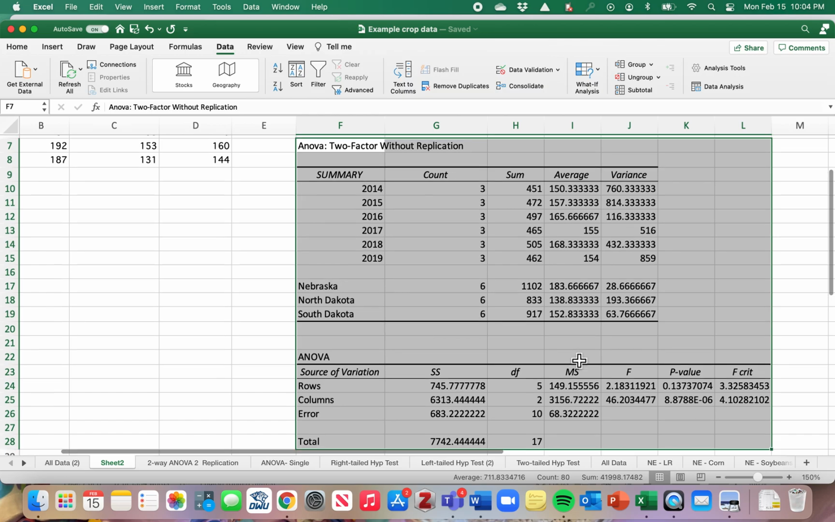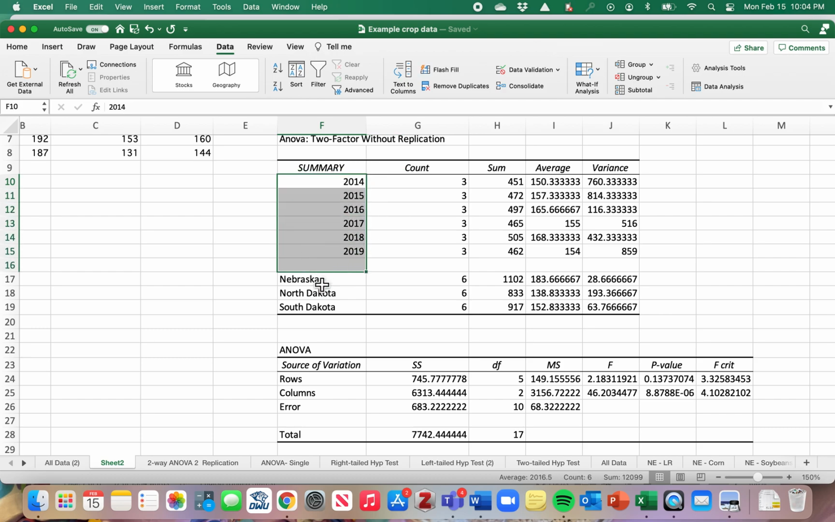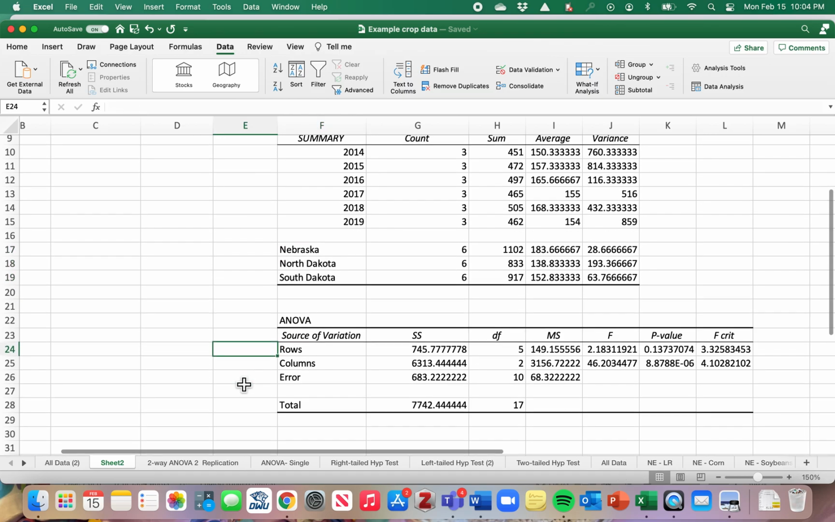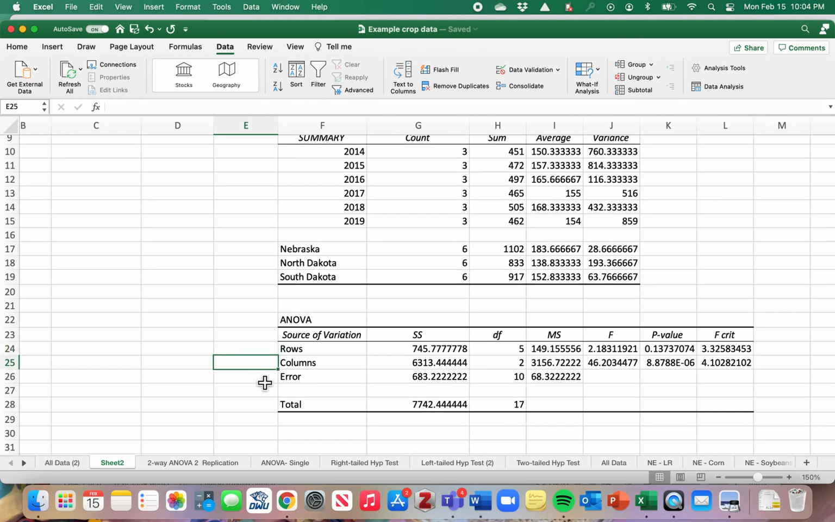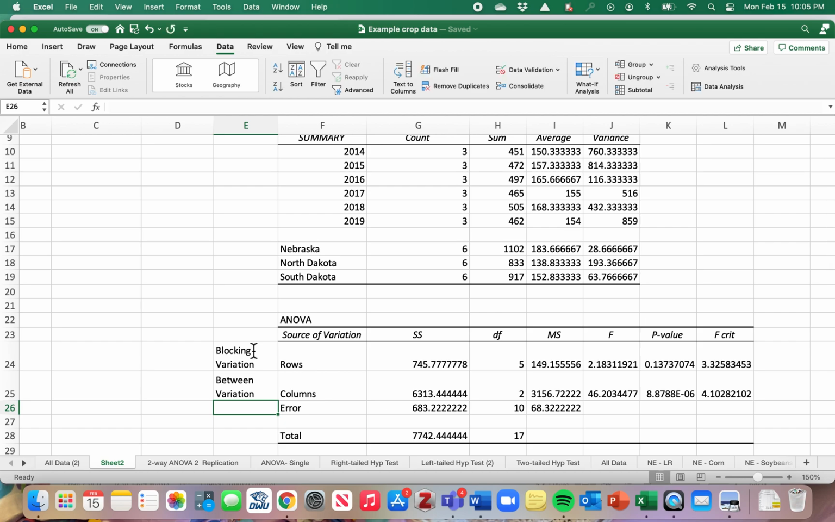All right, so here is what Excel gives us. It gives us a summary of our data based off of our blocks, but then also based off of our populations. When it gives us our ANOVA, it's going to do it in rows, columns, and the error. So our rows are actually telling us the blocking variation. So that's the variation based off of year. And then our columns are telling us the between variation, which is between our populations.